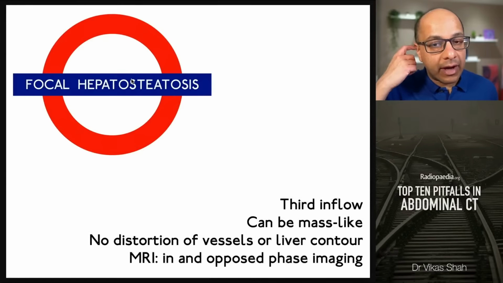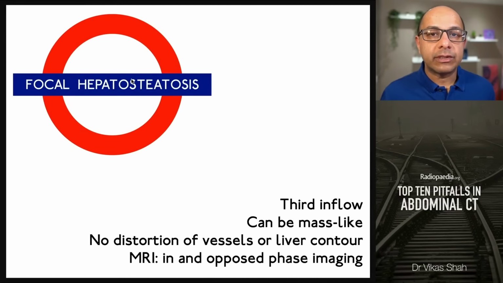And the physiology that's responsible for focal hepatic steatosis is the third inflow that we've just heard about, because the microenvironment in small parts of the liver is altered by flow from these alternative pathways. So that's areas such as adjacent to the falciform ligament, or in segment 4 anterior to the gallbladder fossa. And that's where we're used to looking for focal fat infiltration and focal fat sparing.